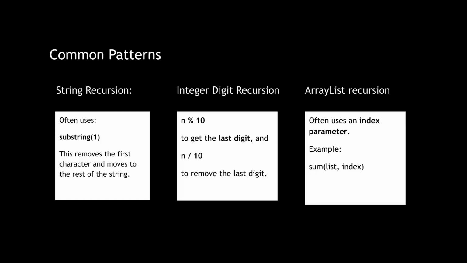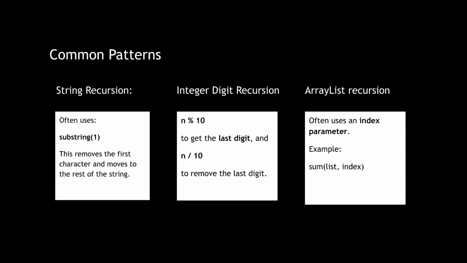And here are common recursion patterns. The first one is string recursion. It often uses substrings, removing the first character and passing the rest of the string. Example problems that use string recursion could be counting characters, reversing a string, or removing certain letters. Another one is integer digit recursion. It often uses n mod 10 to get the last digit and n divided by 10 to remove the last digit. Example problems would be sum of digits, counting digits, or checking palindromes.